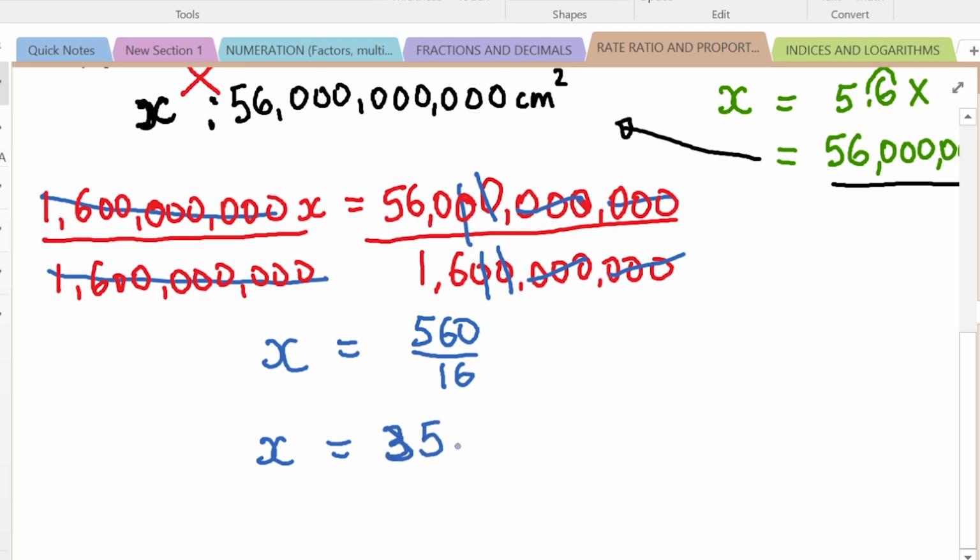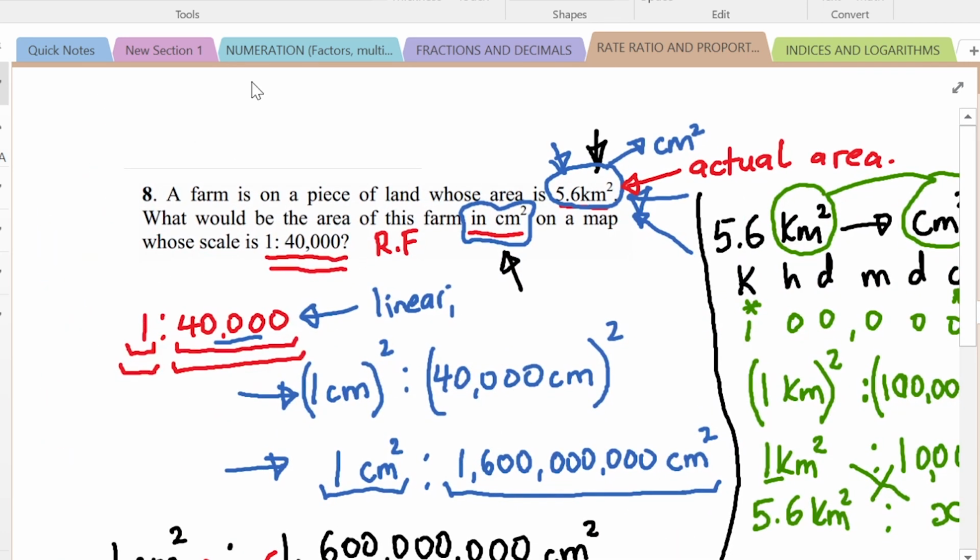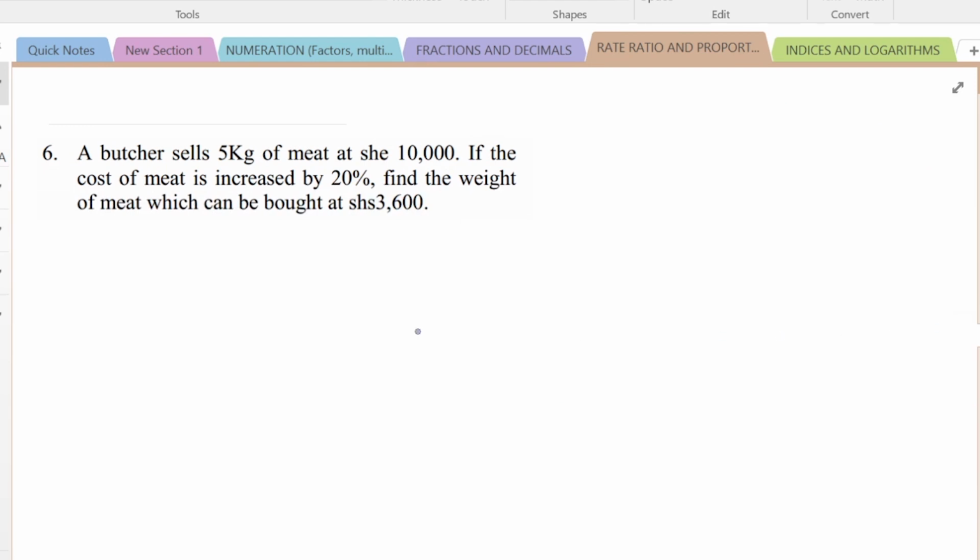And that 35 is 35 centimeters squared. So it means that 35 centimeters squared is the representative. In other words, 35 centimeters squared is how much is going to be represented on the map. So 35 centimeters squared is what is going to represent 5.6 kilometers squared on the actual ground. So that's the answer. Moving on to the second last.